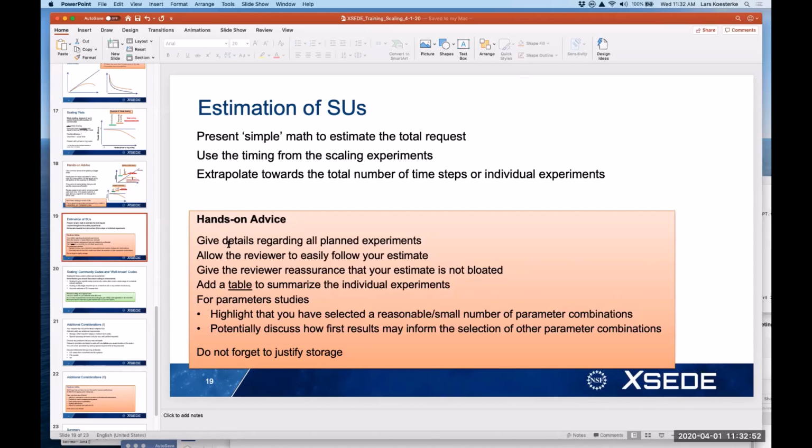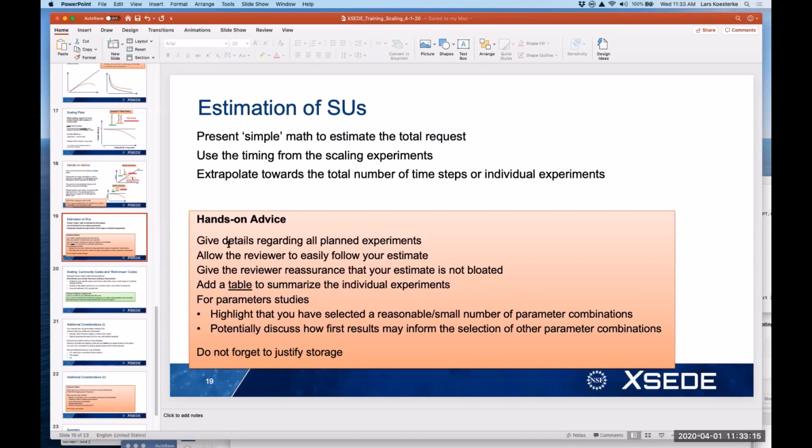When I review proposals, I always appreciate it if there's a table that summarizes all individual experiments. So I'm basically reading the proposal backwards. I'm reading the table with the summary first. I get an idea of how many experiments there are, and then I read backwards in the computational plan to see how is that all justified.